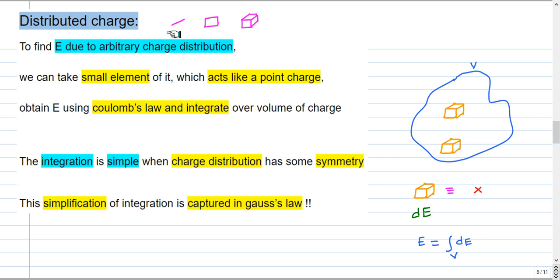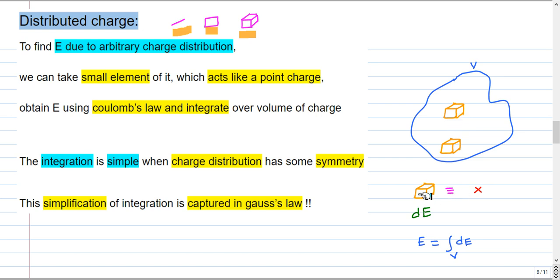In addition to point charge, we can also have charges which are line charge, surface charge or volume charge. To find the electric field due to an arbitrary charge distribution, we can consider a small, infinitesimal element of it, which is very small and acts like a point charge. Coulomb's law gives the electric field due to a point charge, and we can use that and then integrate over the volume to get the electric field due to the entire charge distribution. This is an arbitrary volume charge distribution, and we can consider it as made up of many infinitesimal elements like this.